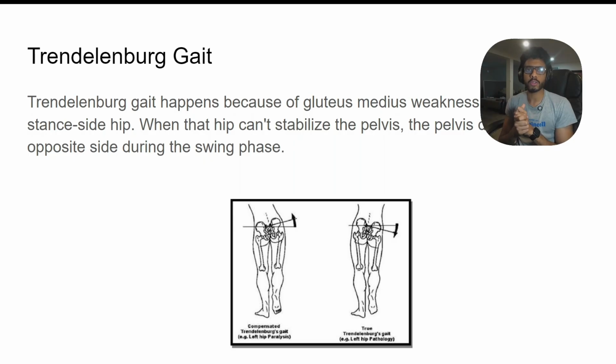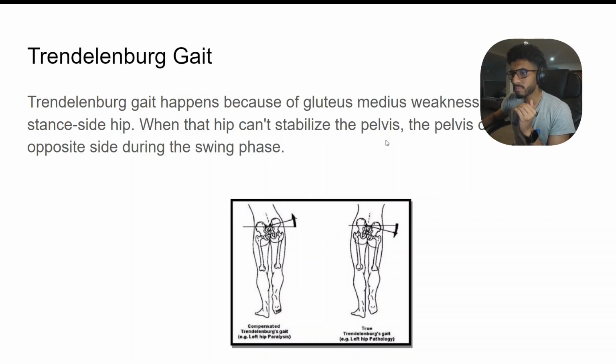Now, I hope you understood the Antalgic gait. Now we are going into another one which is really interesting, called Trendelenburg gait. This is a very common one that you can expect on the exam. Trendelenburg gait happens because of glute medius weakness on the stance side, when the hip cannot stabilize the pelvic drop on the opposite side during the swing phase. So what you need to understand is the hip is dropping on this side because there is a weakness on the other side, the glute medius. So if the right side hip is dropping, that is because of weakness of the glute medius on the left side.